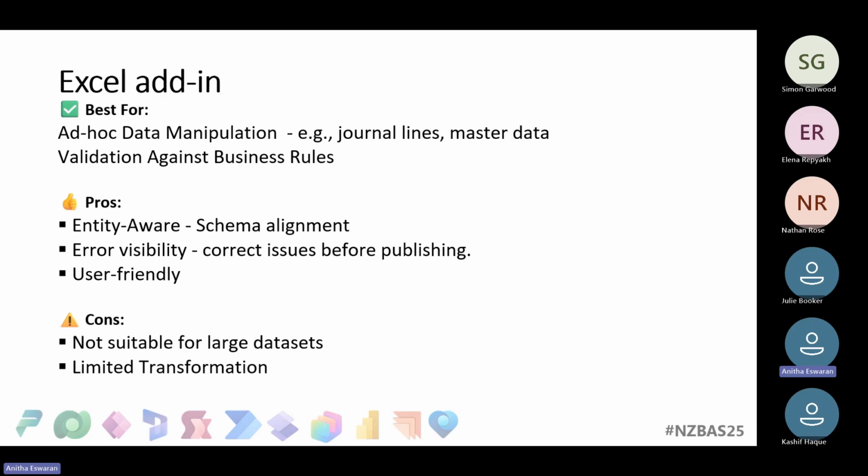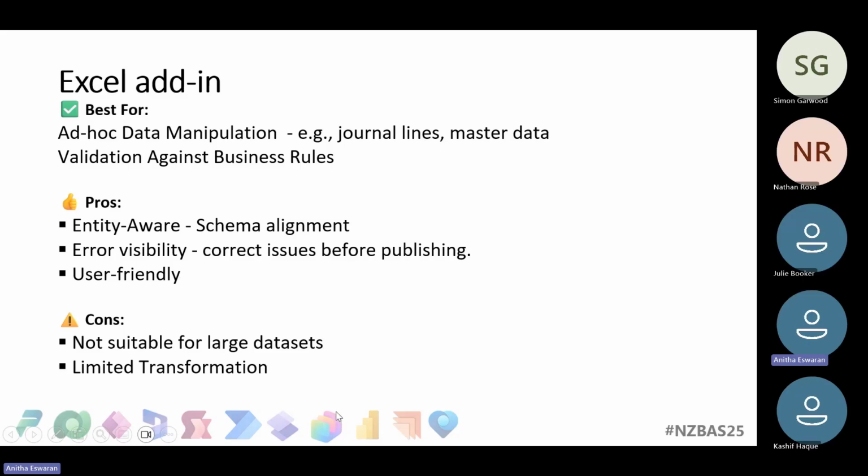And because anybody can do this in Excel, and most of us are familiar with the Excel interface, it reduces the training overhead for the finance and operations teams. But it is not suitable for large data sets. For instance, if we try to import or publish more than 10,000 or 15,000 records, then we will end up in throttling, like we faced with the OData services. So here also we will end up in throttling.